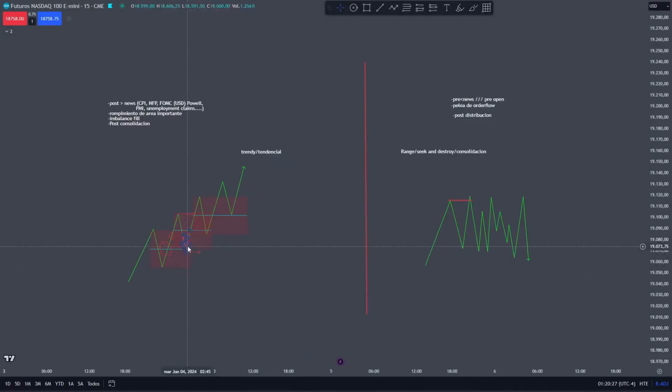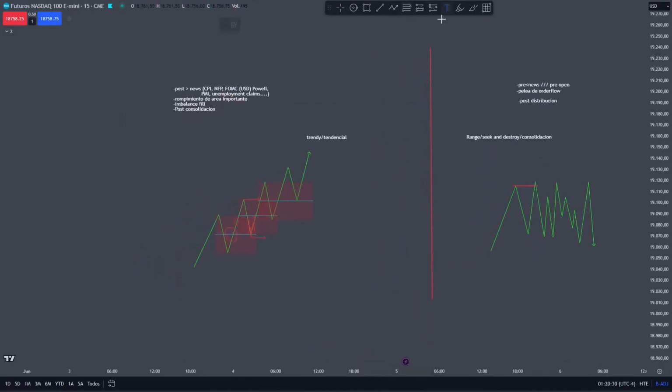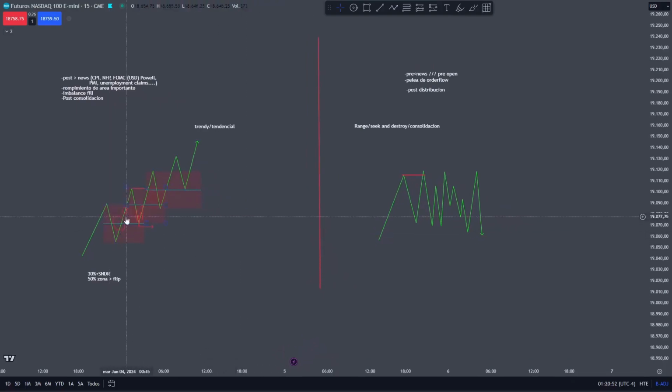So, trending market: the 30% is a pretty effective area, the responsible 50% of the swing area. We expect a pretty effective reaction. All of this will be quite effective in our favor in a trending market. The responsible one, the 50%, the 30% if it is in confluence with the responsible one. We'll wait for a flip to go there.